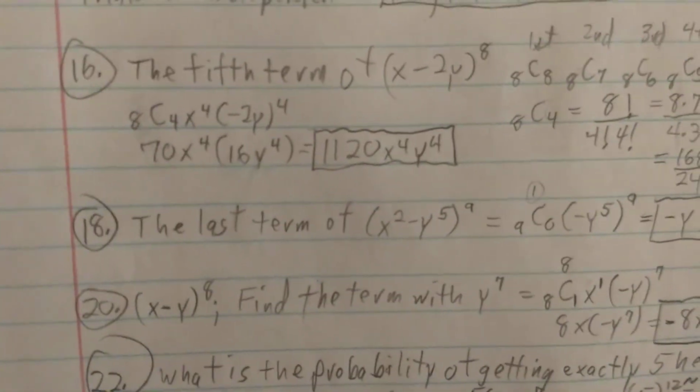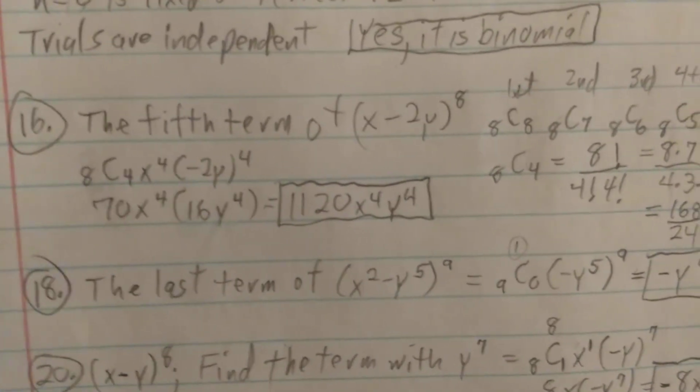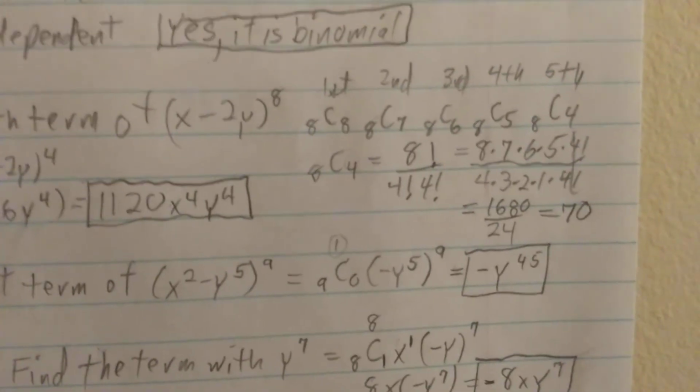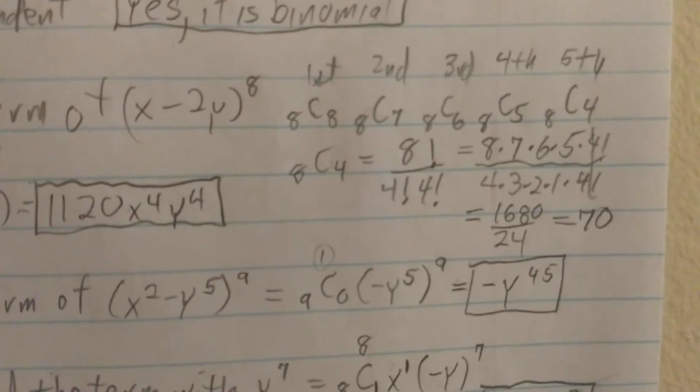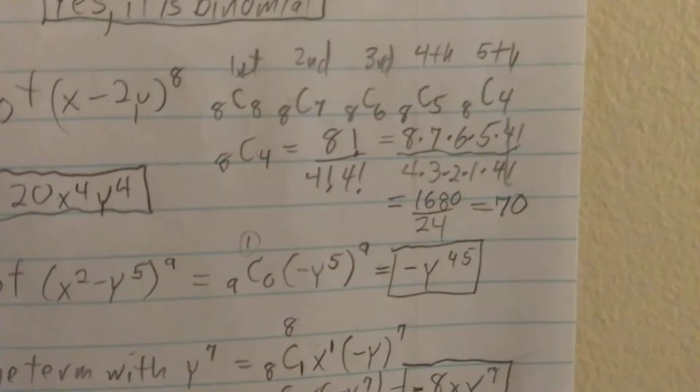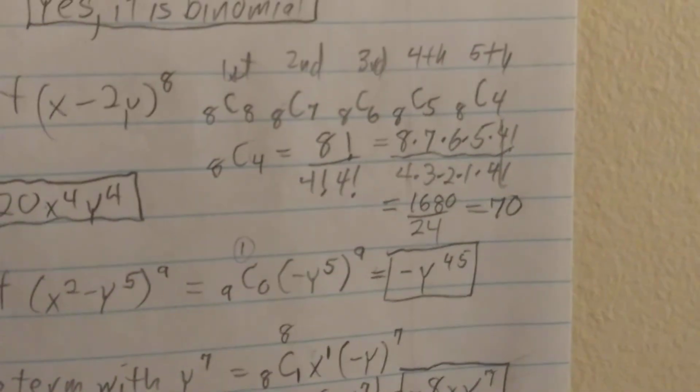Now on 16, we're asked to find the 5th term of (x minus 2y) to the 8th. So we can just count out: 8C8 is the first, 8C7 is the second, 8C6 is the third, 8C5 is the fourth, 8C4 is the fifth.